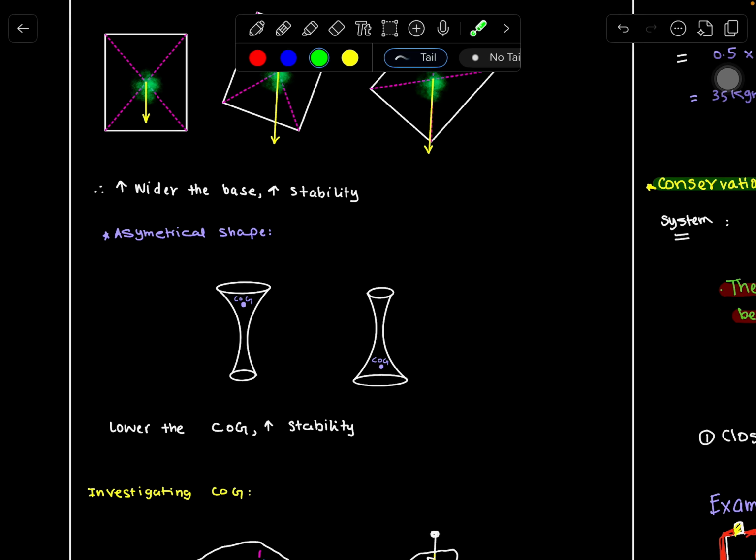So wherever there's more mass concentrated, center of gravity is closer to that point. If there's more mass concentrated at the top, the center of gravity is going to be at the top. If there's more mass concentrated at the bottom, the center of gravity is going to be at the bottom. And the lower the center of gravity of an object, the more stable it is. So there's two conditions for stability. The first condition is wider base, and the second condition is lower center of gravity.